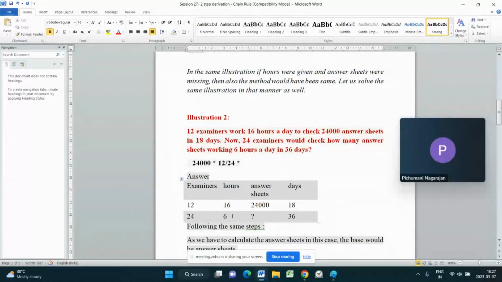What I feel is I have to spend more, and when it is more, the bigger number will be on top and the smaller number will be on the denominator. Now I have to find this. These two I am comparing. I now have 36 days; earlier I had only 18 days. So I need, what will I put? Now you have to tell me if this is equal to 36,000. Can you check? 24,000 into 12 by 24 into 16 by 6 into 18 by 36.